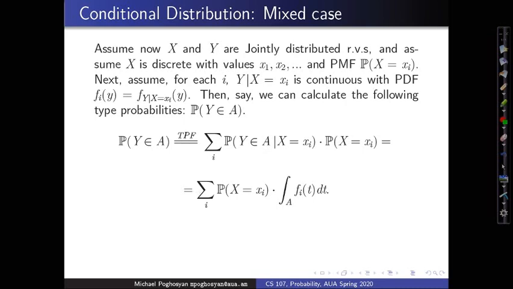And because we know that the distribution of Y given that X is equal to xi is described through the PDF fi, this probability is exactly equal to the integral over A of that PDF. So I will have this equality for this probability. So the probability that Y is in A is the sum of the probability that Y is in A given that X is xi, times the probability that X will be equal to xi.